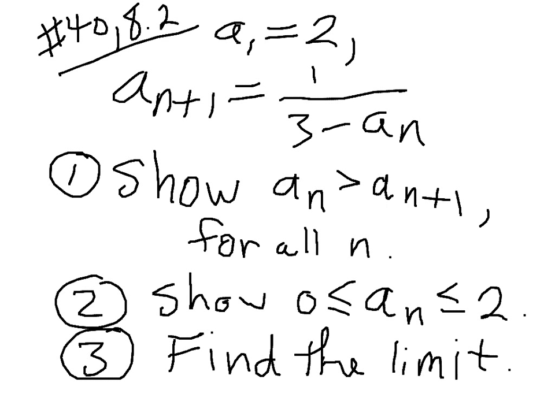Alright, so I've had a couple of requests out of the last homework set from 8.2 for number 40. This one is a little bit beyond anything we've done, so probably shouldn't have had it in the list, but it is kind of interesting. So if you look at these numbers here, we've got A1 is equal to 2, A sub n plus 1 is 1 over 3 minus A sub n, and they want us to show that the sequence is decreasing, show that it's bounded between 0 and 2, and then find the limit.